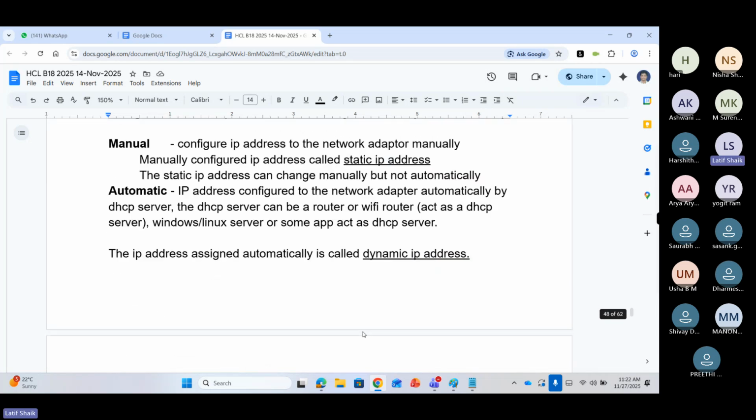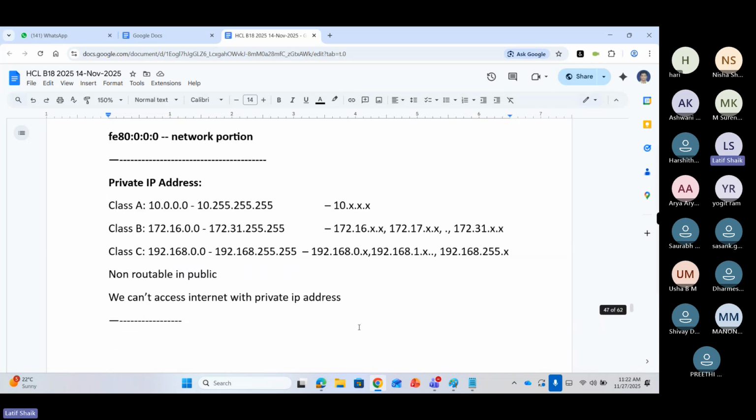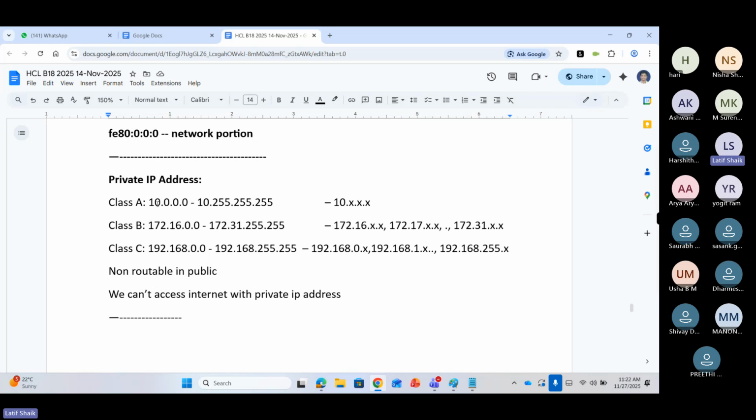For example, from Class A, the 10 network is for private communication purposes. Without purchasing or registration, you can use these private IP addresses for your internal use. They cannot be routed publicly, meaning with a private IP you can't access the internet. So this is Class A, the 10 network.